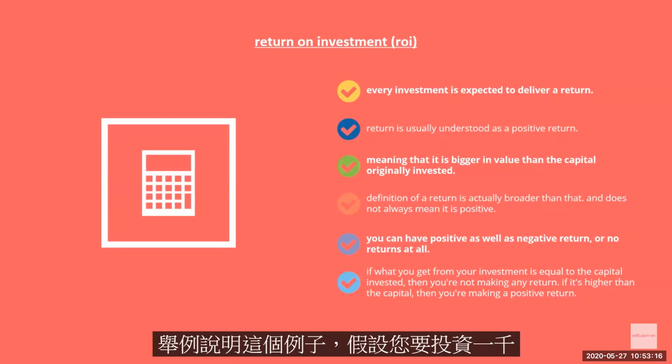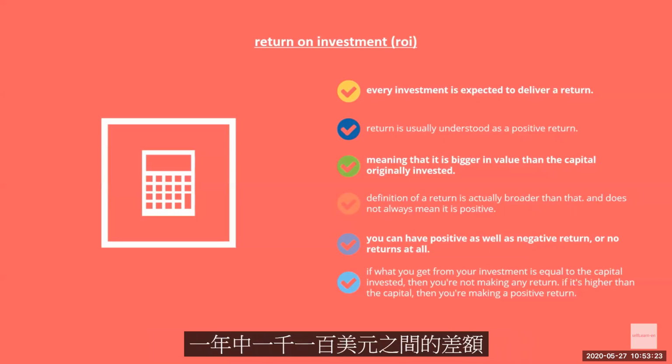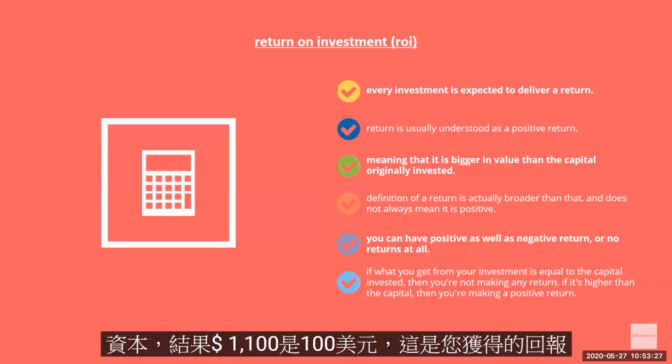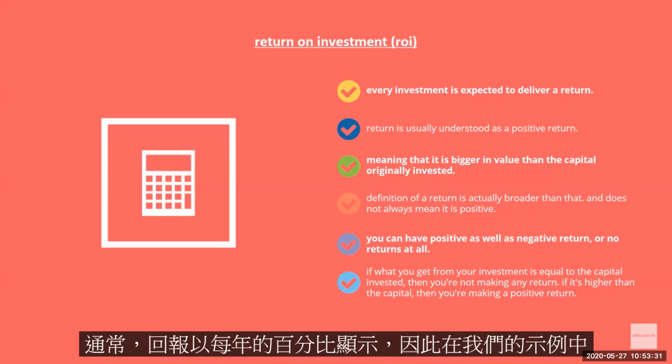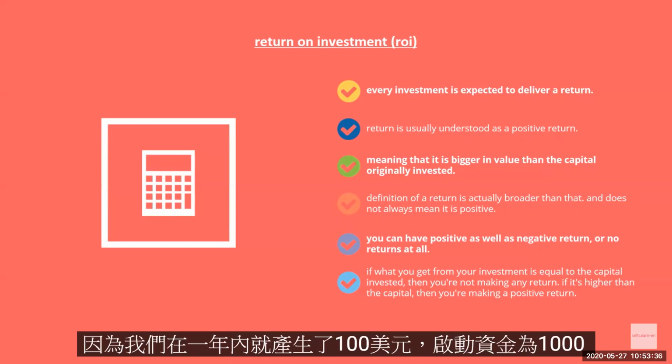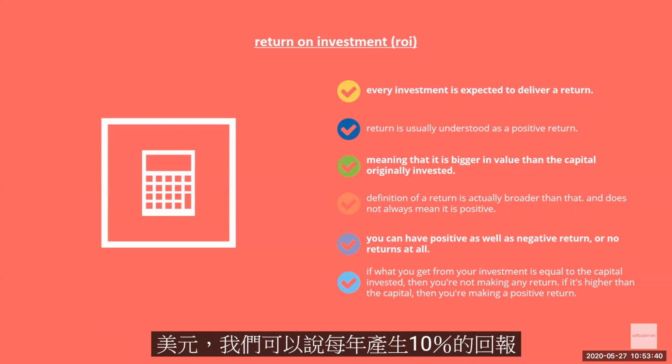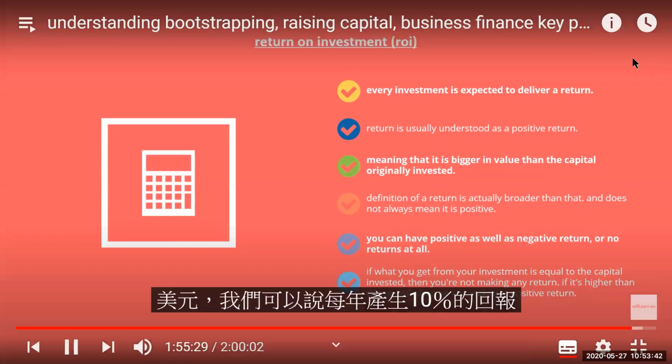Let's take a concrete example to illustrate this. Let's say you're investing $1,000 into a project and get back from it $1,100 in 1 year. The difference between the $1,000 capital and the resulting $1,100 is $100. This is the return you have made. Usually, returns are displayed in percentages per year. So in our example, because we have generated $100 in 1 year for a starting capital of $1,000, we can say that a 10% return per year has been generated.